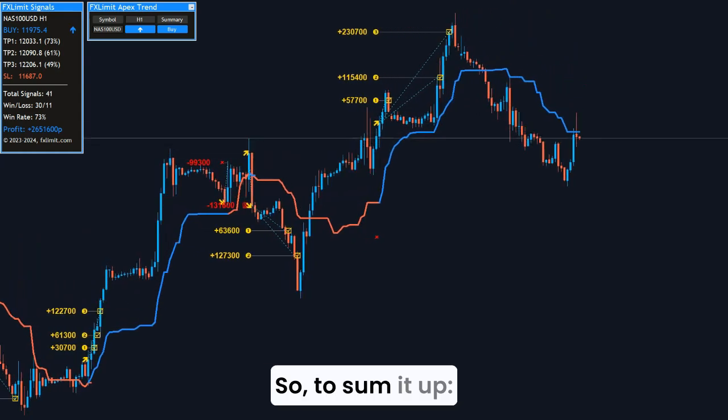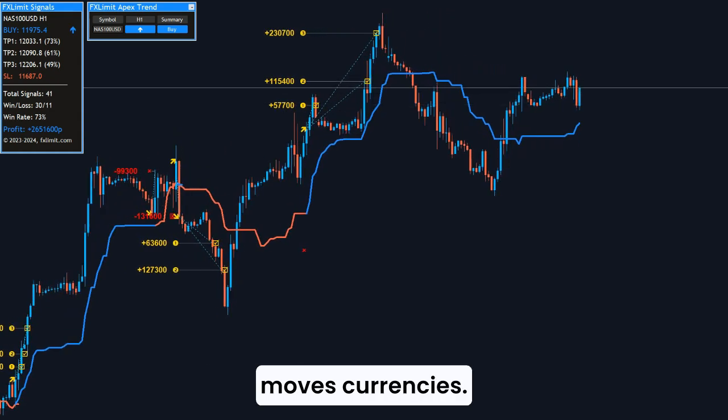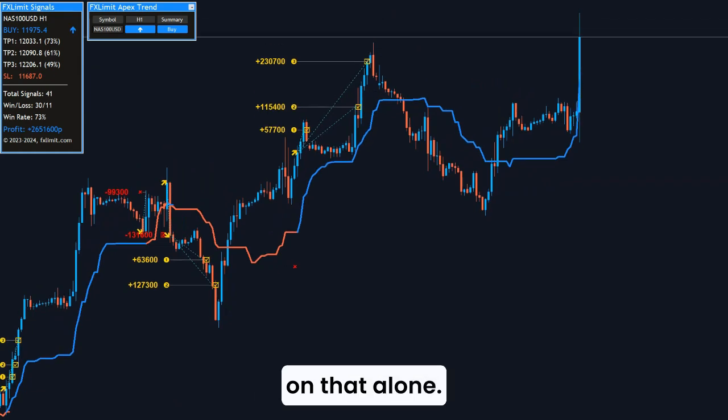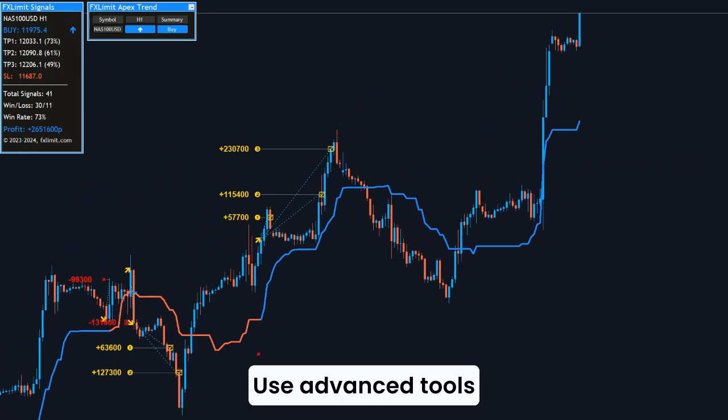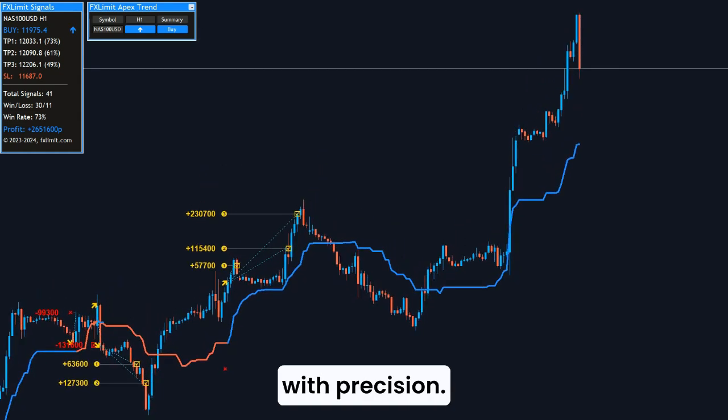So, to sum it up, master the fundamentals, know what moves currencies, but don't rely on that alone. Use advanced tools like Apex to help you act on that knowledge with precision.